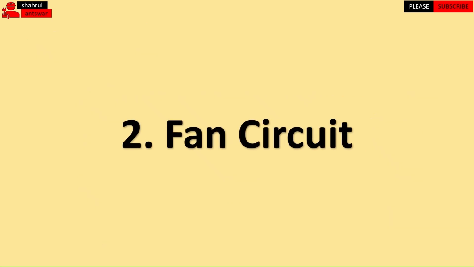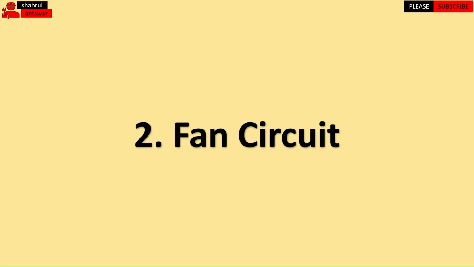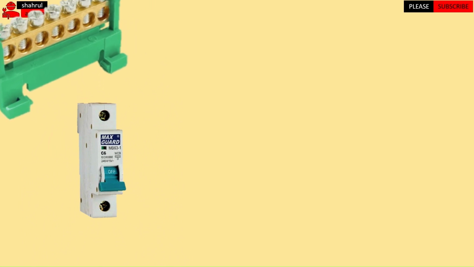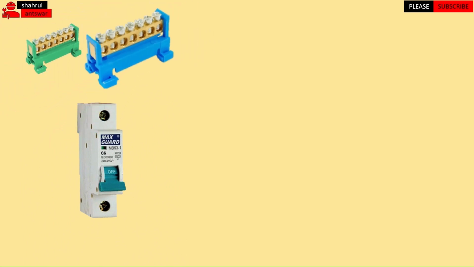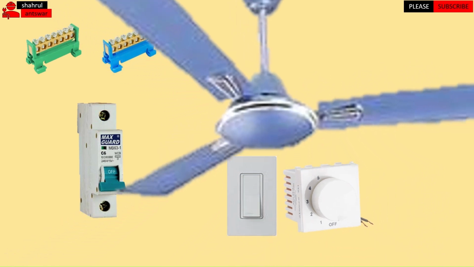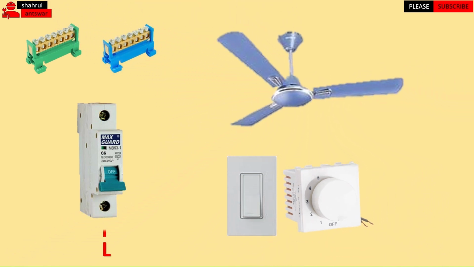Number 2 is the fan circuit. MCB with a current rating of 6 ampere is used in this circuit. A single pole switch, a regulator, and a fan are needed in this circuit. Cable with a size of 1.5 millimeters square is used within this circuit.